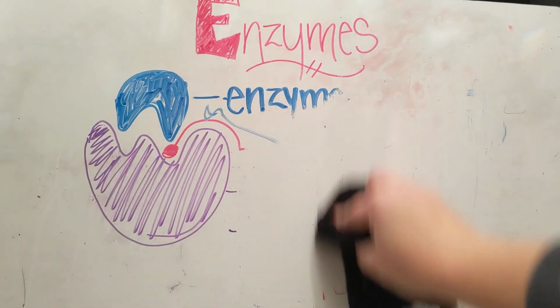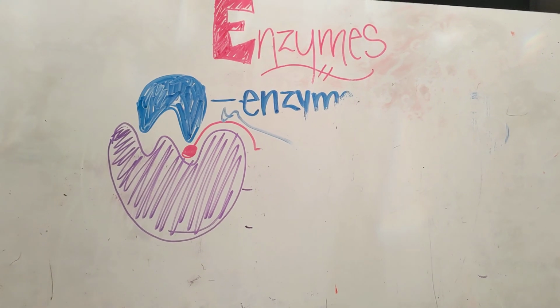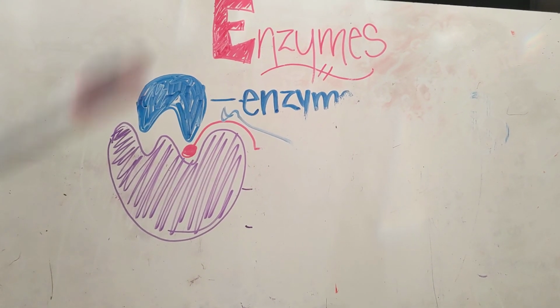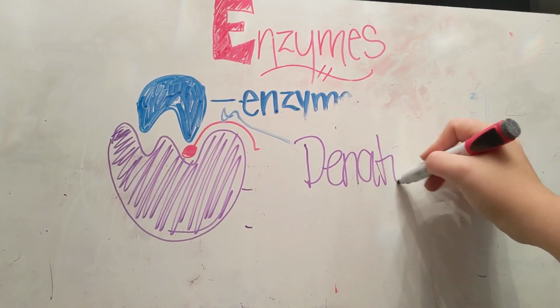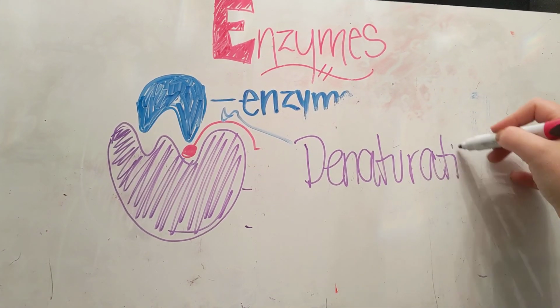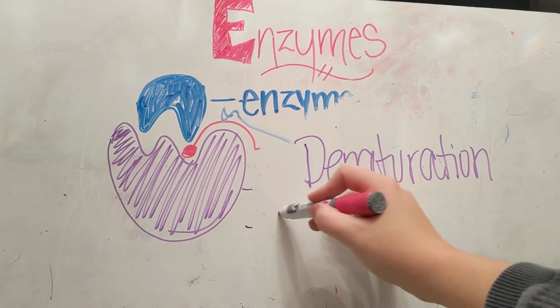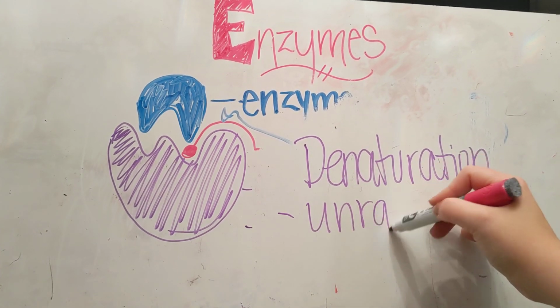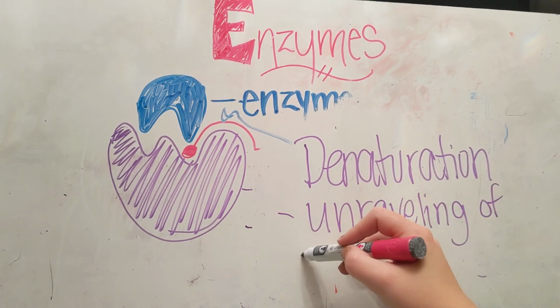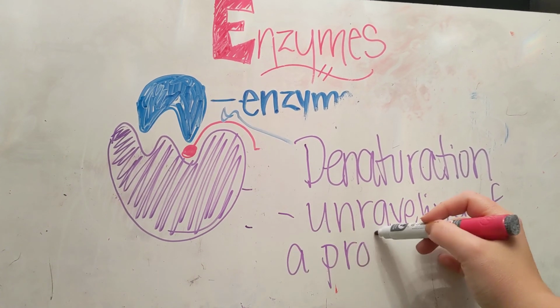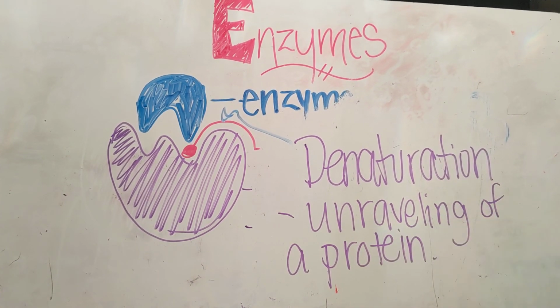So we're going to define it, and I would like you to add it into your notes today. So we are going to say that denaturation, or like I said, denaturing, is the unraveling of a protein. All right, so in the simplest forms, that's what you're going to put in.